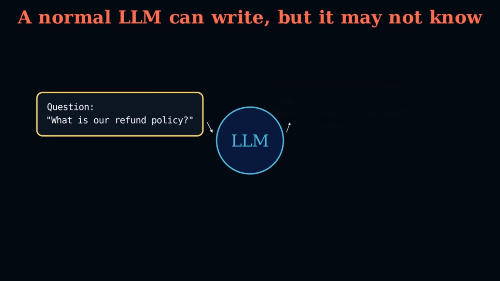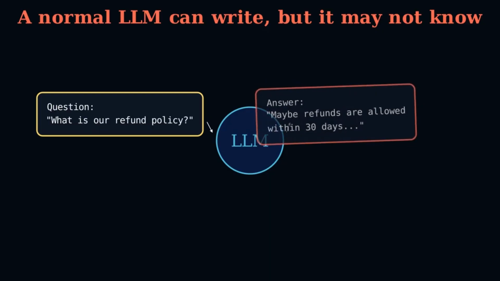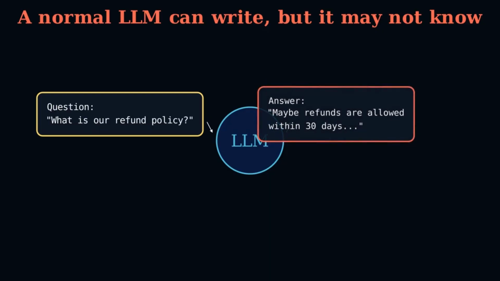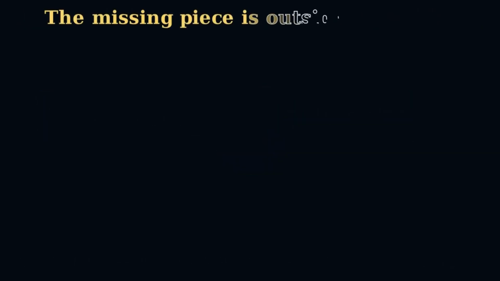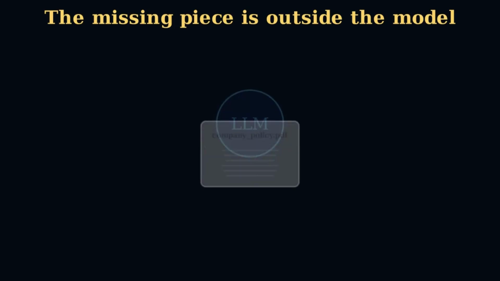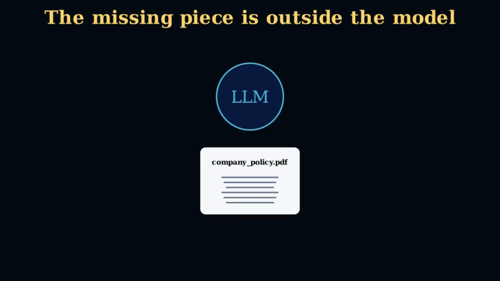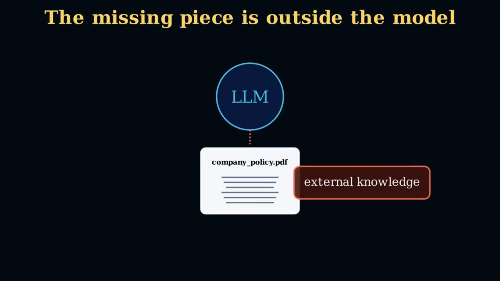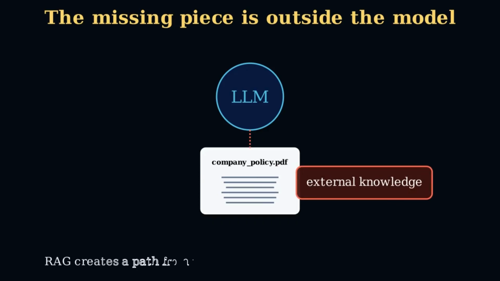So when the model does not have the document, it may still produce a confident answer. But that answer can be a guess. Here is the missing piece. The answer exists, but it is sitting outside the model. This is the main reason RAG exists. RAG is not trying to make the model memorize every document. Instead, RAG creates a path between the user's question and the right external knowledge. That path is the retrieval system.